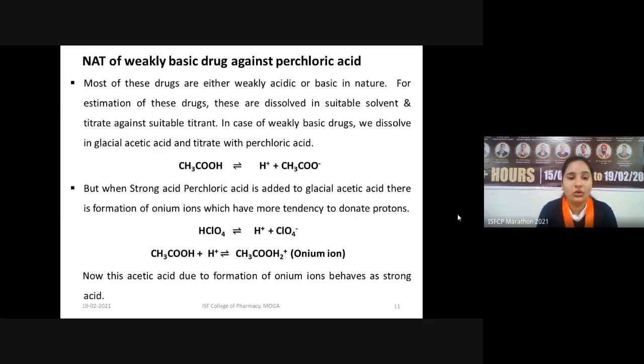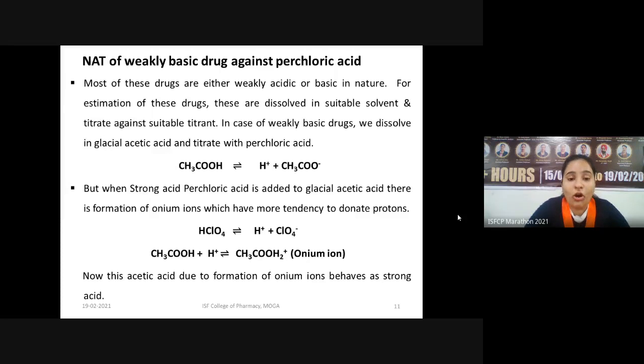Now, what does glacial acetic acid do? Glacial acetic acid is going to dissociate itself into proton ions and acetate ion. But perchloric acid is a much stronger acid as compared to acetic acid. When perchloric acid, HClO4, is added to glacial acetic acid, there is the formation of onium ions. Glacial acetic acid, being a weak acid as compared to perchloric acid, will act as a base, and perchloric acid is going to protonate the acetic acid.